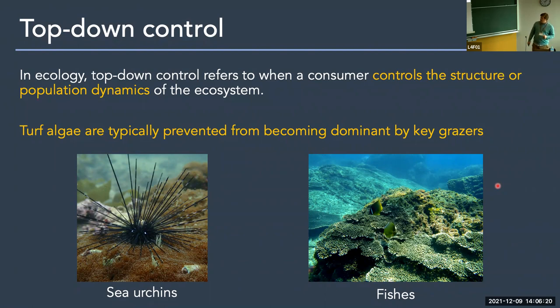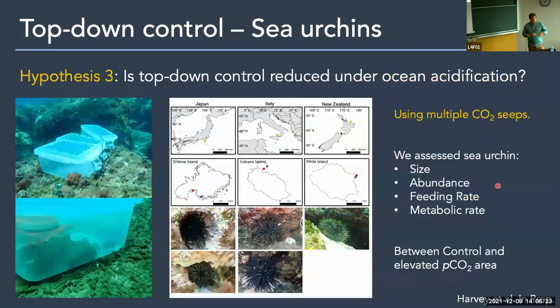And so I therefore wanted to get an idea of whether the role of sea urchins is being affected when you start to look at different CO2 seeps. Focus on sea urchins because they are not only a huge contributor to grazing, but they're a calcified organism. So there's some expectation that they are negatively impacted. So we carried out some experiments within our site in Shikine in Japan, at Volcano Island, which is an Italian Sicilian CO2 seep, and with some colleagues at White Island within New Zealand.